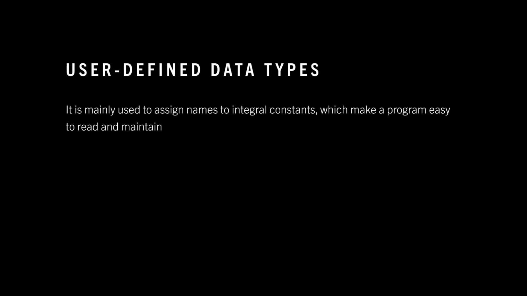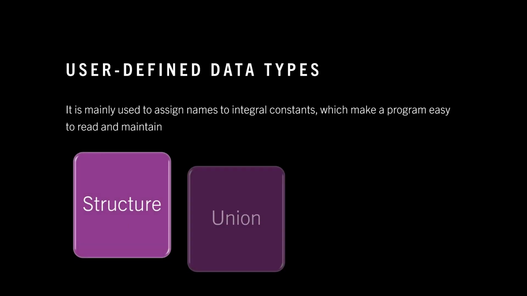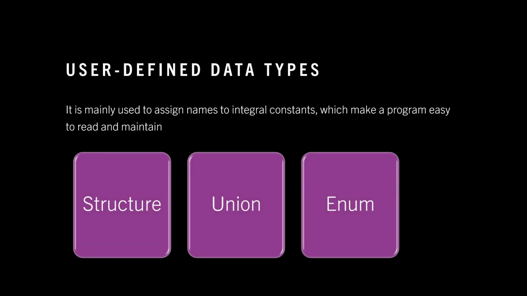User defined data types are mainly used to assign names to integral constants. For example, think of a scenario in which you do not want to write the number in a numerical format. For example, instead of writing 1 in a numerical format, you want to write it as ONE1, right? These kinds of scenarios can be achieved with the help of user defined data types. Under user defined, we have structure, we have union, and we have enum. We will learn more about these data types in future videos.